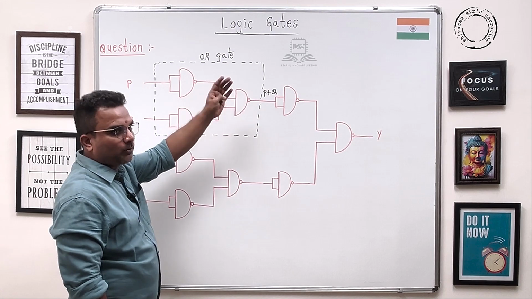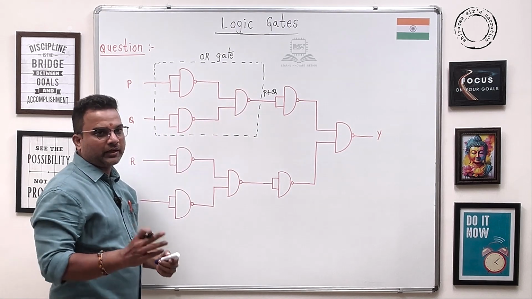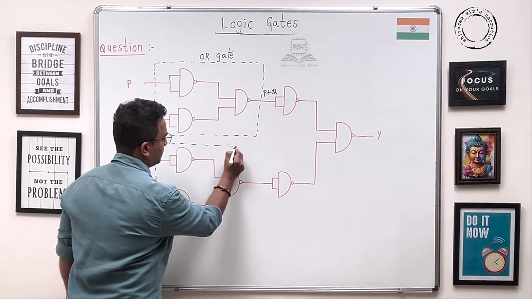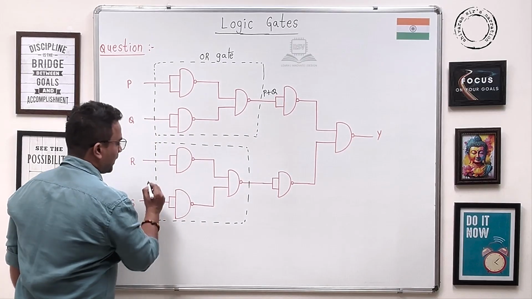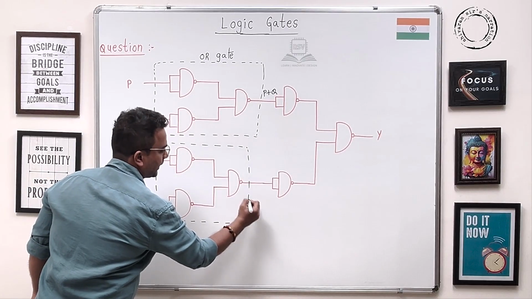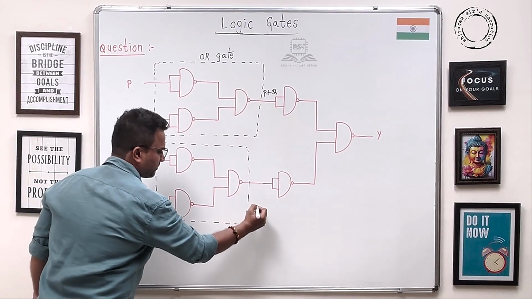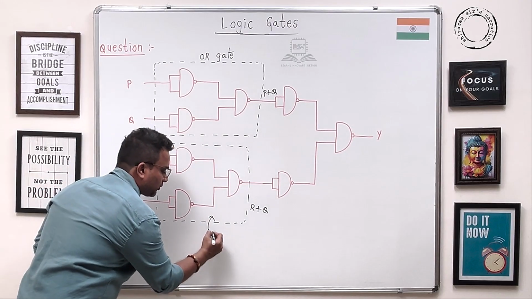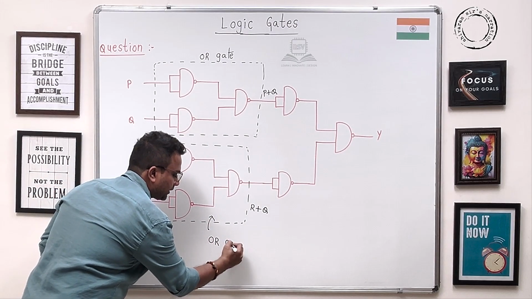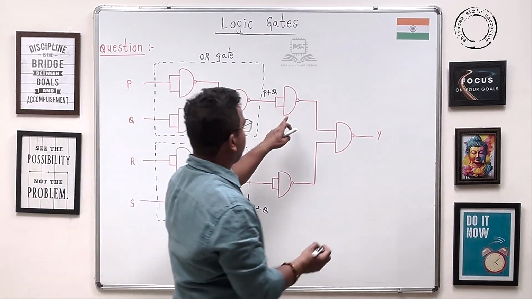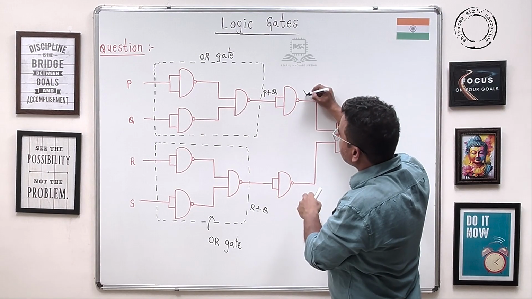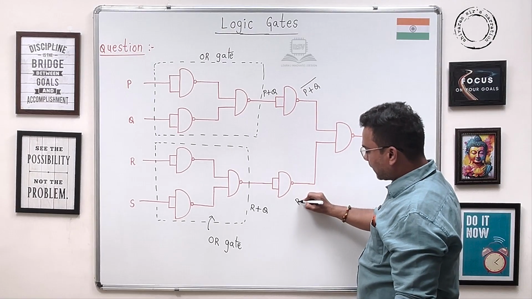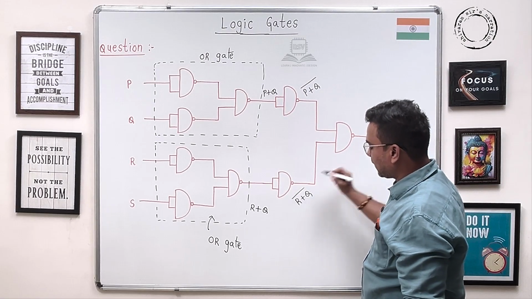You will get P bar whole bar plus Q bar whole bar, P plus Q only. Similarly, you take this. This is also same. That is R bar plus Q bar, means simply you can say R plus Q, because it is an OR gate only. Now here again we have a NOT gate. This is P plus Q whole bar. This one R plus Q whole bar.